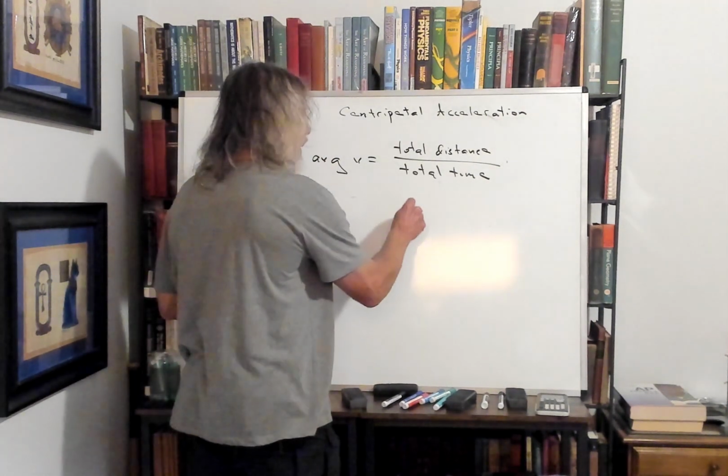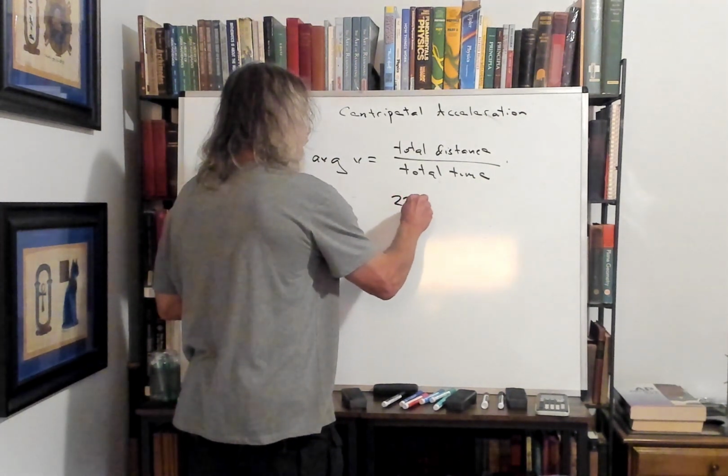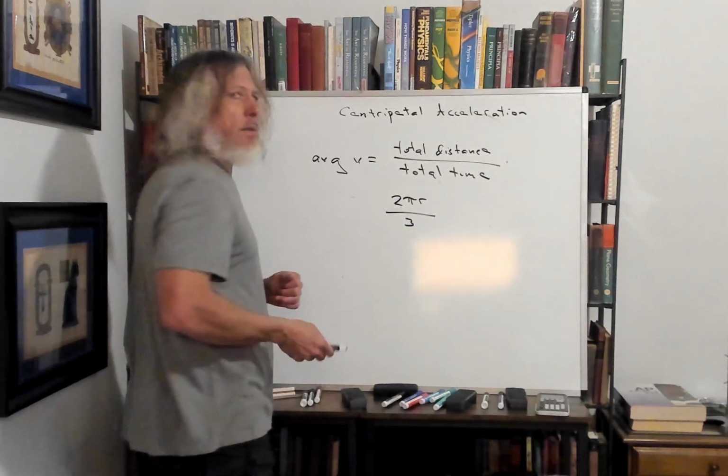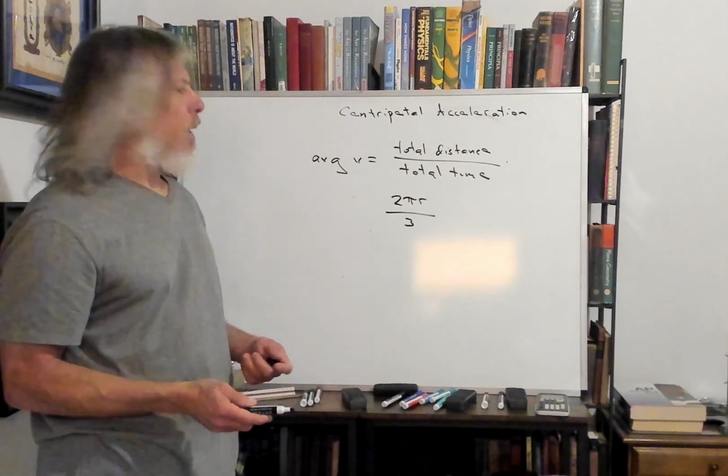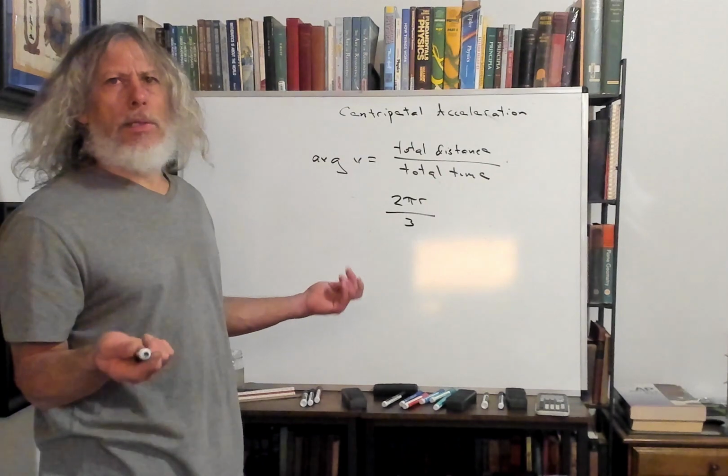Circumference of a circle is 2 pi r. So full circle in 3 seconds. So 2 pi times 4 over 3, and that's your answer. So there's some basics of circular motion.